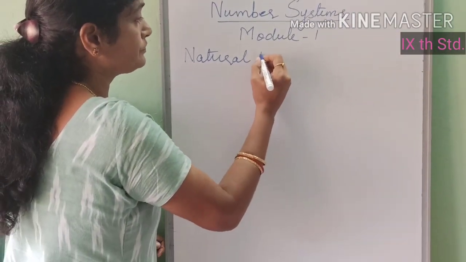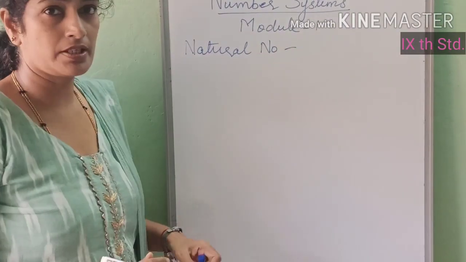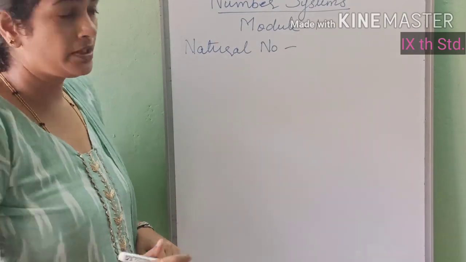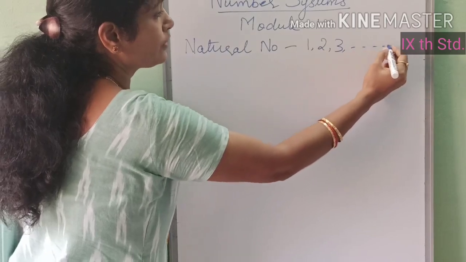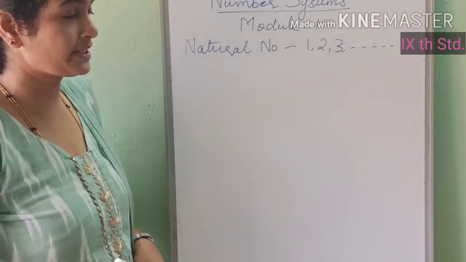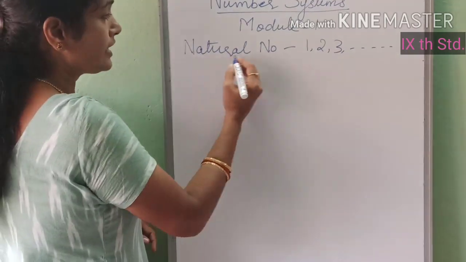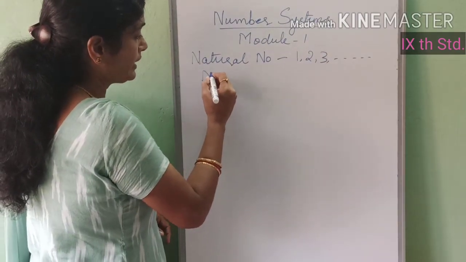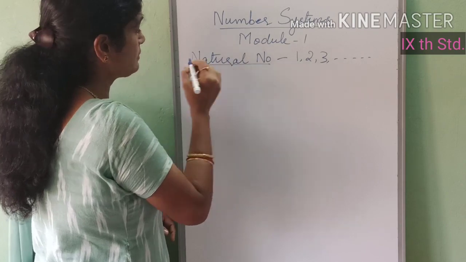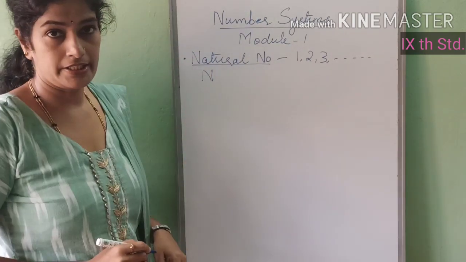Natural numbers. What are these natural numbers? These are the counting numbers which start from 1. 1, 2, 3, 4, it goes on. Infinite natural numbers are there. And natural numbers are denoted by the letter N. This is the first number system which you have studied earlier.